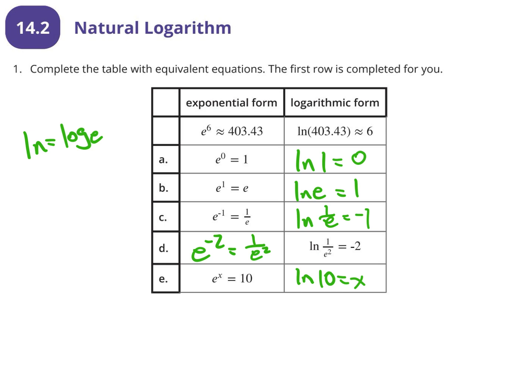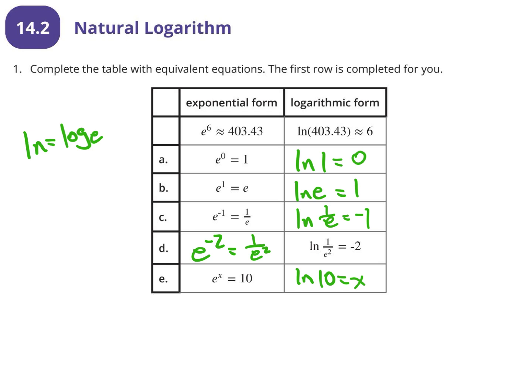Okay, I took the time to fill out this chart, and I probably should have done it as I went along. So just like we did a couple lessons ago when we wrote exponentials into logarithmic form, remember, ln is log base e. That's all ln is, just log base e. It's called the natural log because e is a number that occurs in nature.